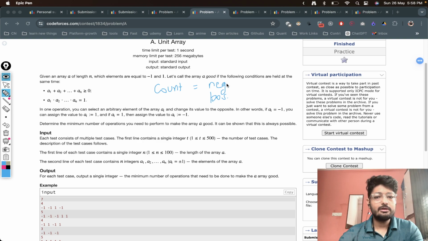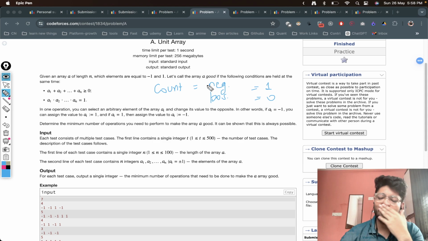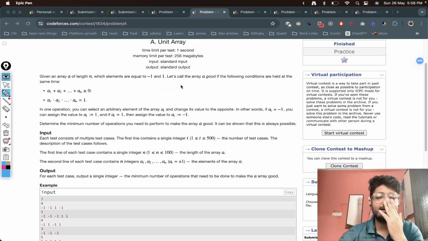If it is odd, then flip one, just to convert. So if the number of negatives is odd, then the answer is one. Or the answer is zero if it is already even, given the condition that the positives are greater than or equal to negatives. Okay, that is one thing. The next thing is that if the positives are less than the negatives.